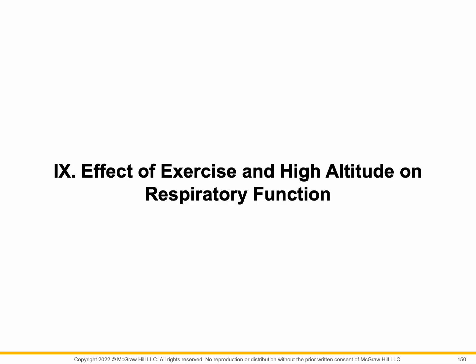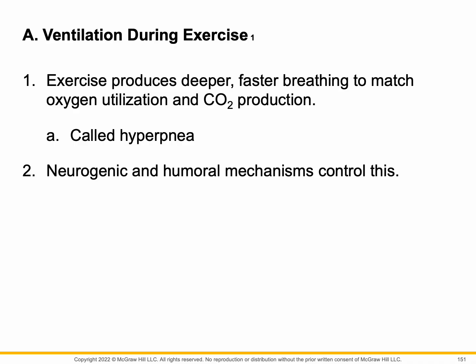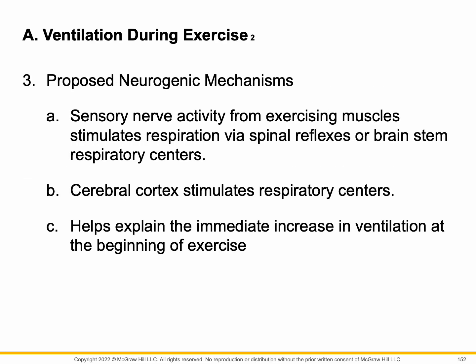Let's look at how respiratory function is affected by exercise and high altitudes. If you think about it, when you exercise, this produces deeper, faster breathing to match the oxygen utilization and the carbon dioxide production. So this is called hyperpnea. There are also neurogenic and humoral mechanisms that control this. There's also a proposed neurogenic mechanism associated with exercise.